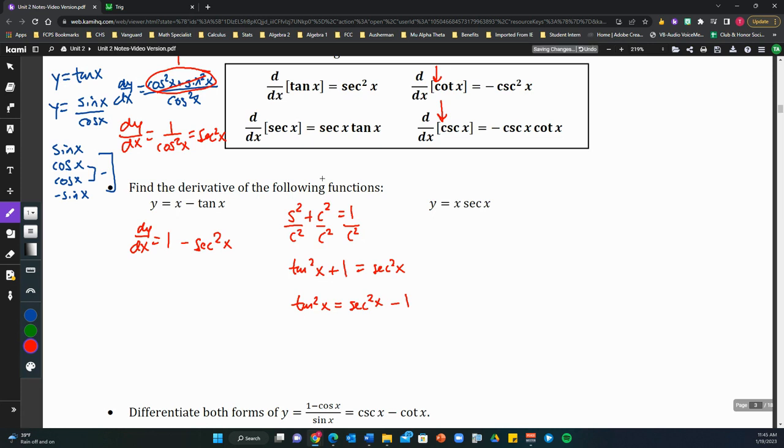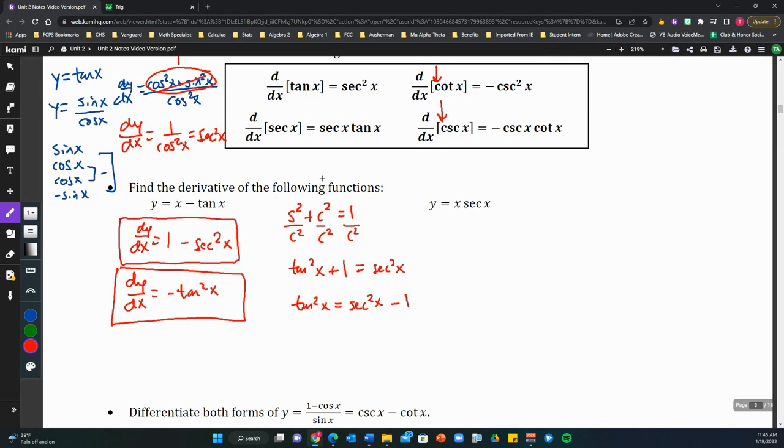That is actually the exact opposite of this derivative. So if we wanted to, that means this derivative has an alternate form of negative tangent squared x. That is not something that's necessary, but sometimes when we're working towards a particular answer, we may need some of those tricks to manipulate the form of these trig derivatives.